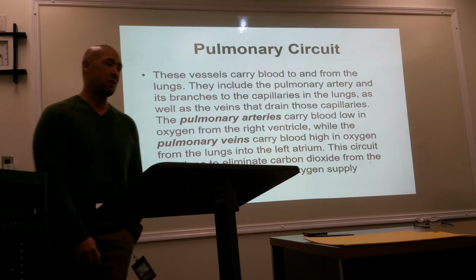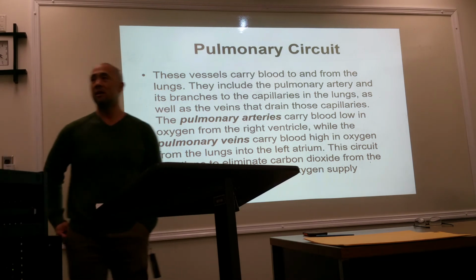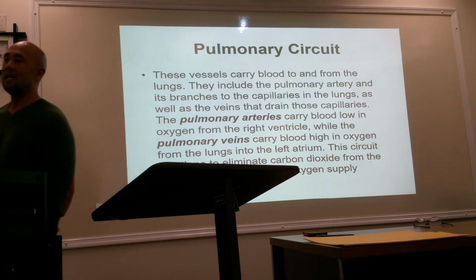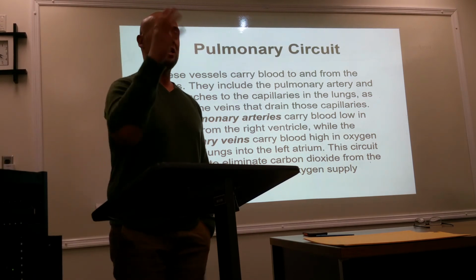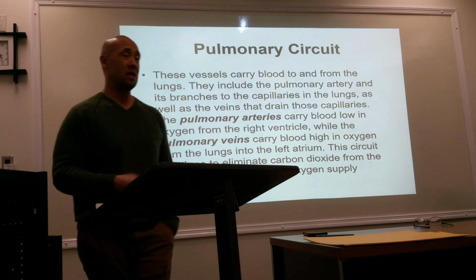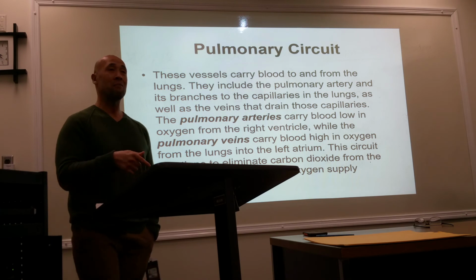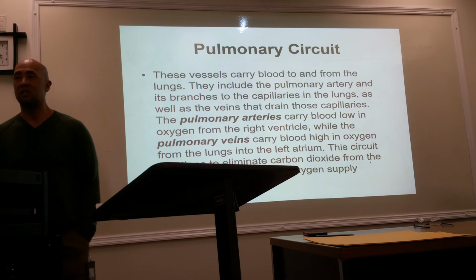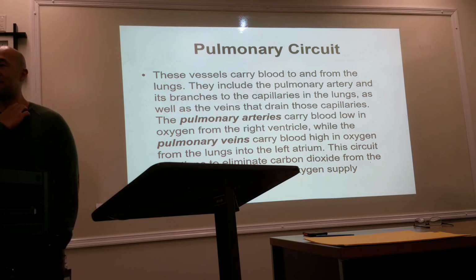Now we have the pulmonary circuit. These vessels carry blood to and from the lungs. They include the pulmonary artery, and it branches into the capillaries in the lungs as well as the veins that drain those capillaries. Now this is where it gets a little bit confusing, because you always think arteries carry the oxygenated blood, veins carry the non-oxygenated blood. This is where they differ, in the pulmonary circuit. So in the artery, you have unoxygenated blood going through there, so it can become oxygenated through the lungs. Okay? So the pulmonary arteries carry blood low in oxygen from the right ventricle, while the pulmonary veins carry blood high in oxygen from the lungs to the left atrium.